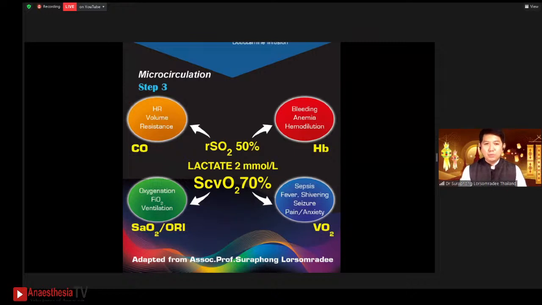What should we do when we have a problem with the microcirculation? We can solve the problem with 4 solutions. The first solution is to optimize the contractility. We can optimize contractility by maintaining flow volume, inotropic support, or heart rate. And we optimize the hemoglobin, because hemoglobin is part of the oxygen content. And we optimize the oxygenation. And the next step is to reduce oxygen consumption.